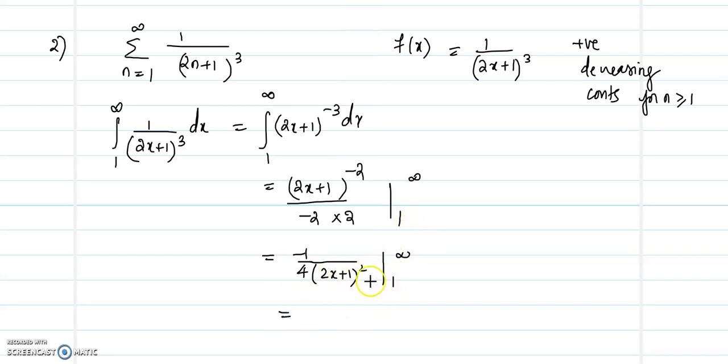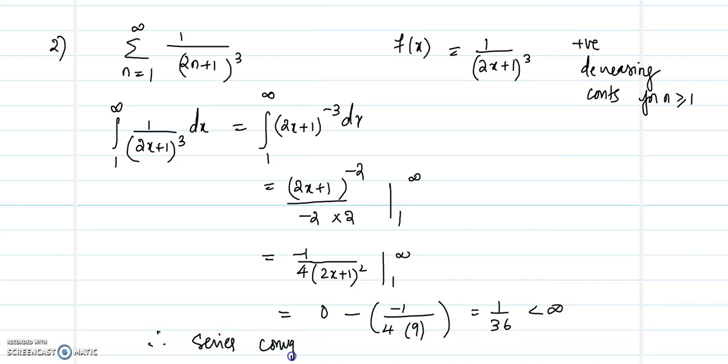So at infinity we will get 1 by infinity, which is 0, minus, at 1 we'll get minus 1 by 4 times 2 plus 1, so that is 3 square, which is 9. So the value will be 1 by 36, which is less than infinity. So therefore the series converges by integral test. The integral value is finite, so the series will be convergent.